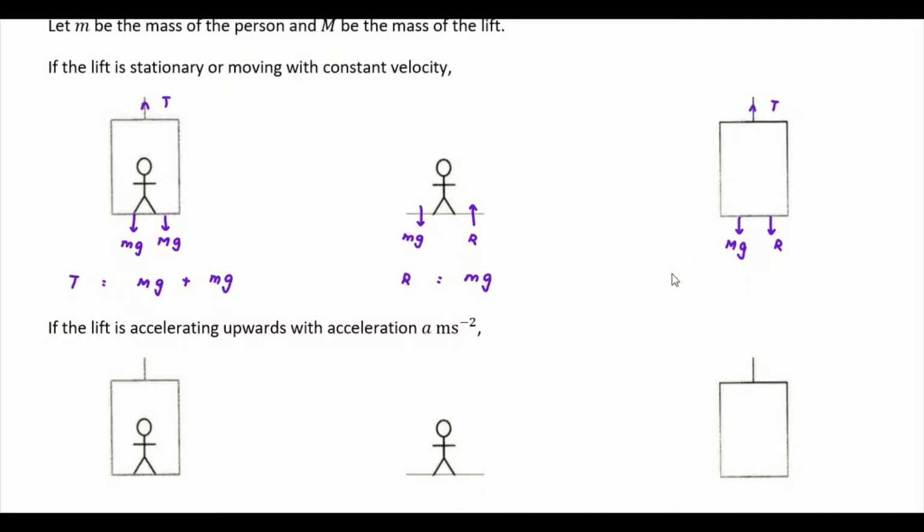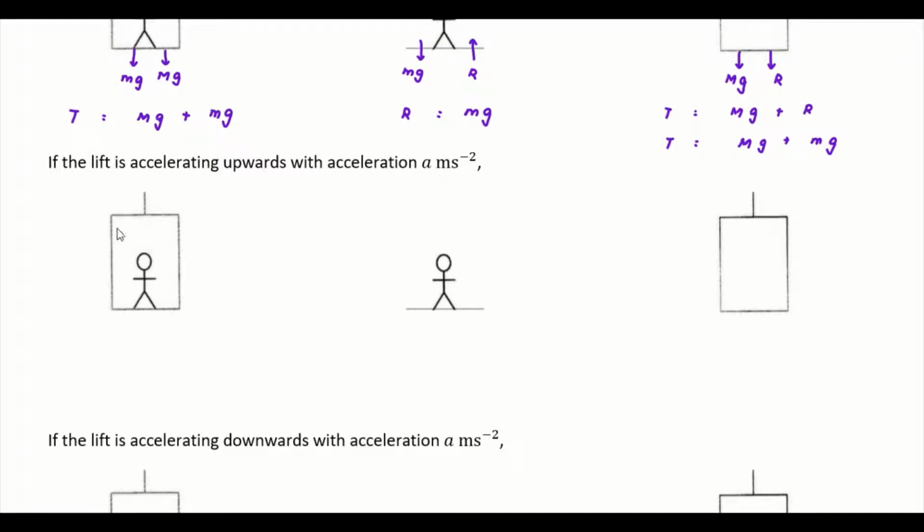So by using this, you can see that you get the same thing as this one, which is T is equal to Mg plus R, where R is basically equal to mg, so T is equal to Mg plus mg. Okay, so that's the part if the lift is stationary. Now let's look at what happens if the lift is accelerating upwards. We let our motion, our A going upwards, be positive.